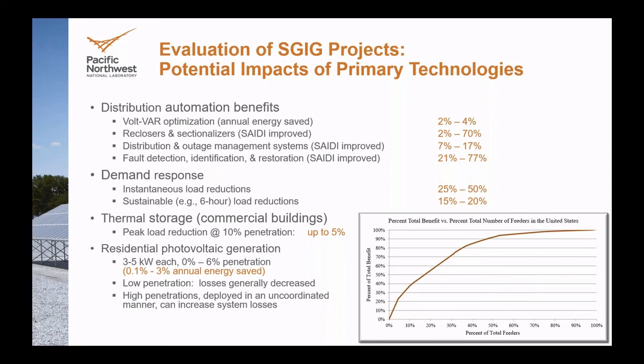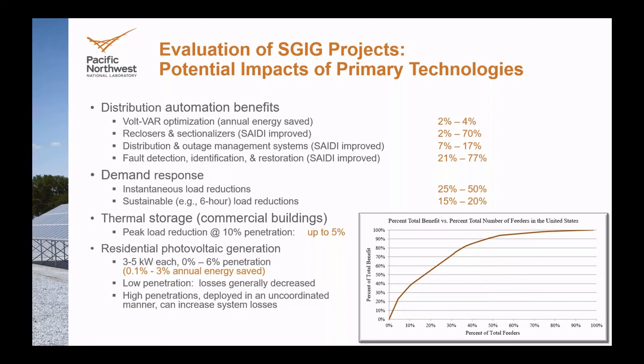Volt-VAR optimization, reclosers for reliability, distribution and outage management systems, or DMS, fault detection, identification, restoration, that's also known as FLISR, different types of energy storage, in particular thermal energy storage for commercial buildings. This is a lot of kind of like your ice bears that typically go on the roof and supplement HVAC systems, as well as residential photovoltaic, if there were any benefits or issues with that.